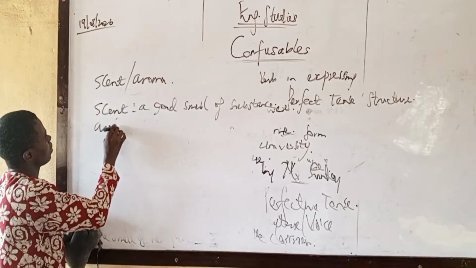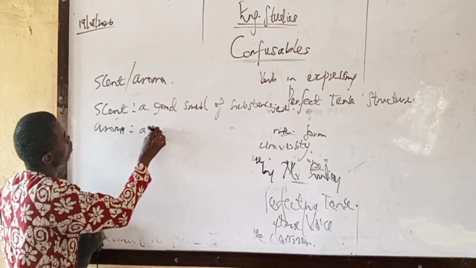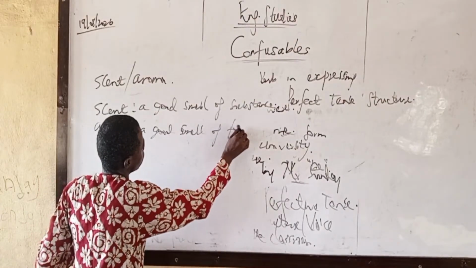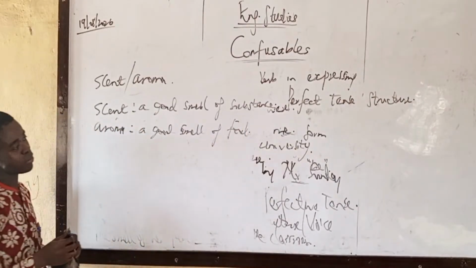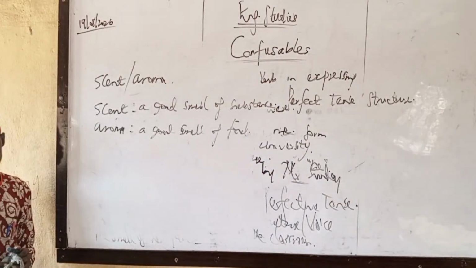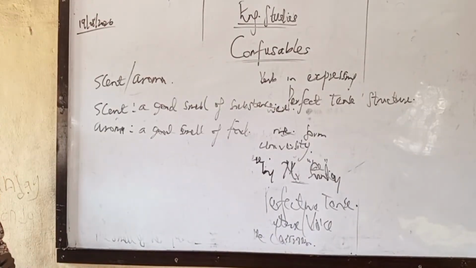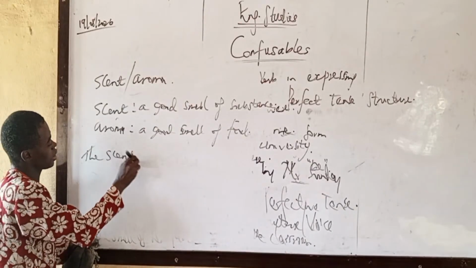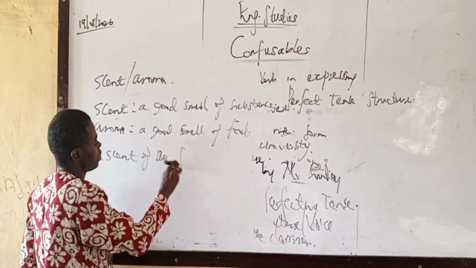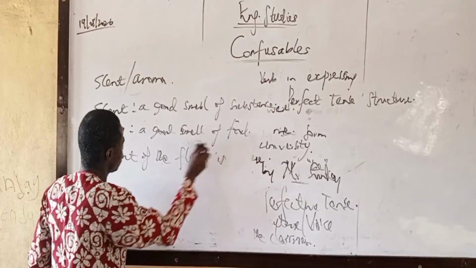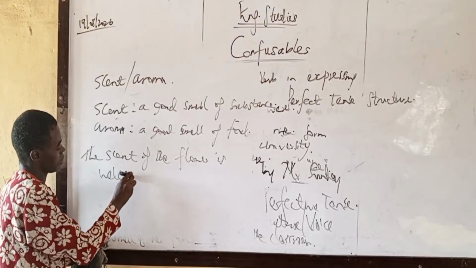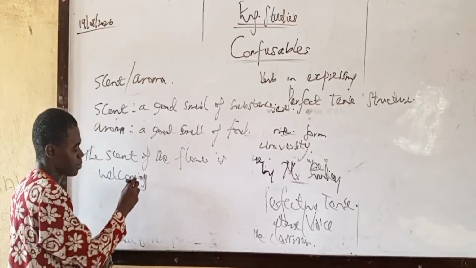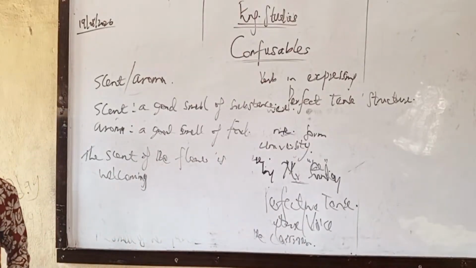Now, aroma: a good smell of food. Let's go. The scent of the flower is welcoming. What does that mean? It's nice. Very nice, welcoming. Look at that.